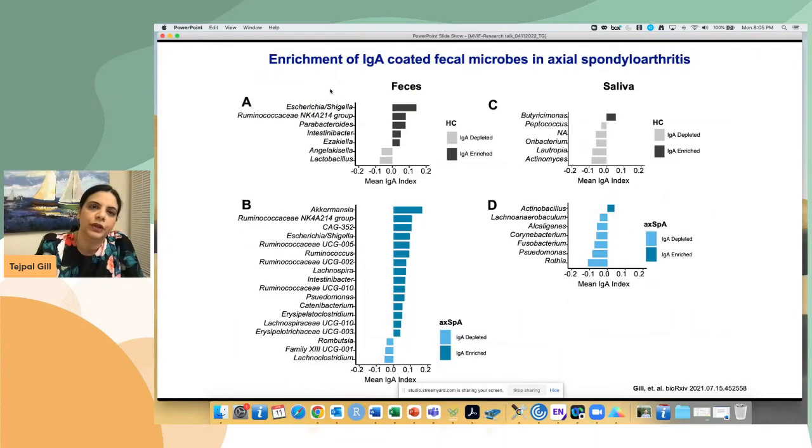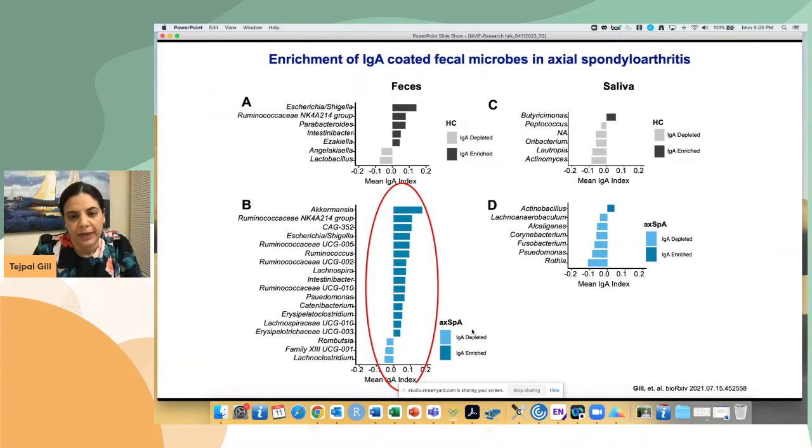So here I'm showing you the IgA coating analysis from different fractions. The first panel is the fecal samples, and then the saliva samples. Row one here are healthy individuals, and these are patients with axial spondyloarthritis. If I could bring your attention to this panel specifically, where we are looking into the patients with axial spondyloarthritis, we can appreciate that a number of microbes are actually enriched in their IgA coating.